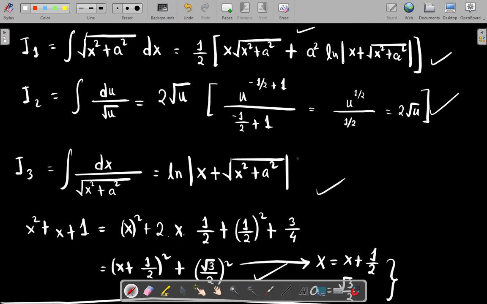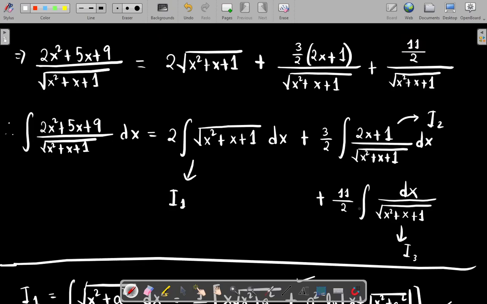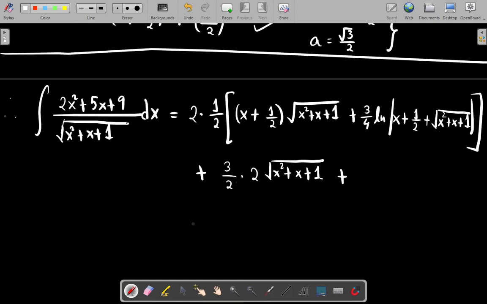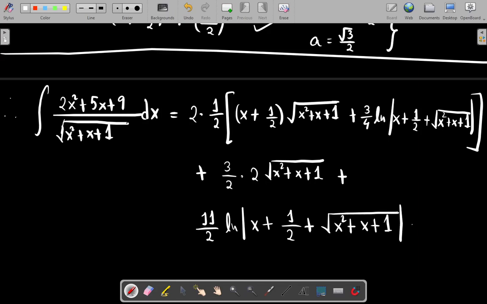Then we are left with I3. I3 is 11 by 2, right? So for this it will be ln x plus this. So this will change to 11 by 2 times ln x plus half plus square root of x square plus x plus 1, right? Then plus c for constant of integration.